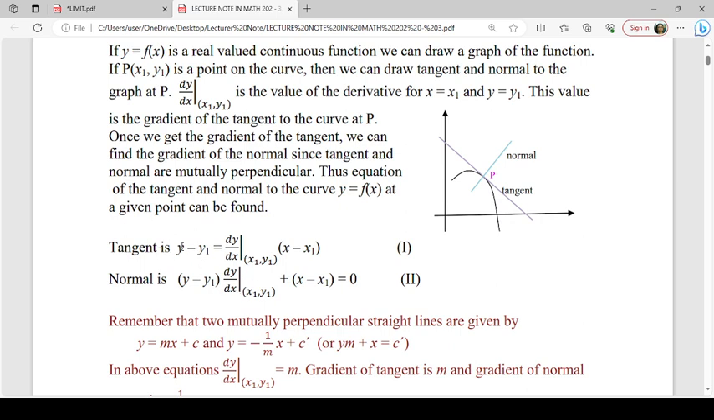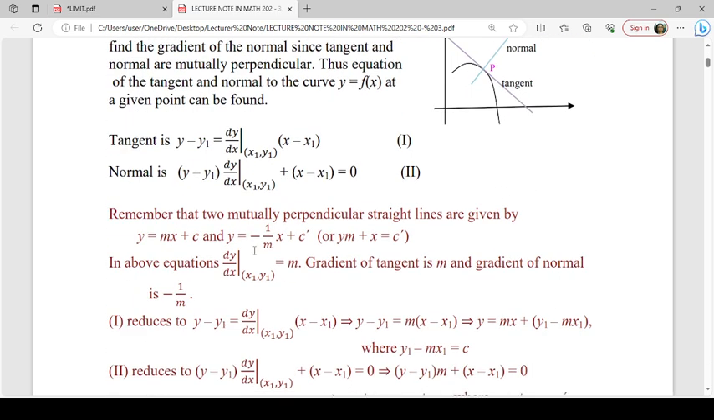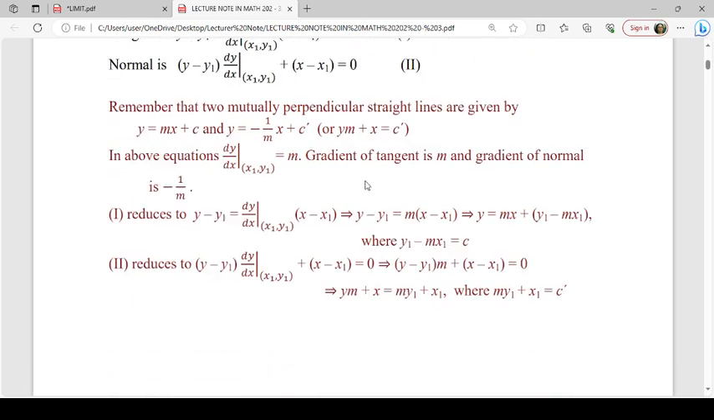So the tangent is (y minus y1) by (x minus x1) equal to the gradient m, and the normal is (y minus y1) by (x minus x1) equal to -1/m. So this is from this one. So this is y = mx + c, with gradient m, and this is y = -1/m x + c dash, the perpendicular line.